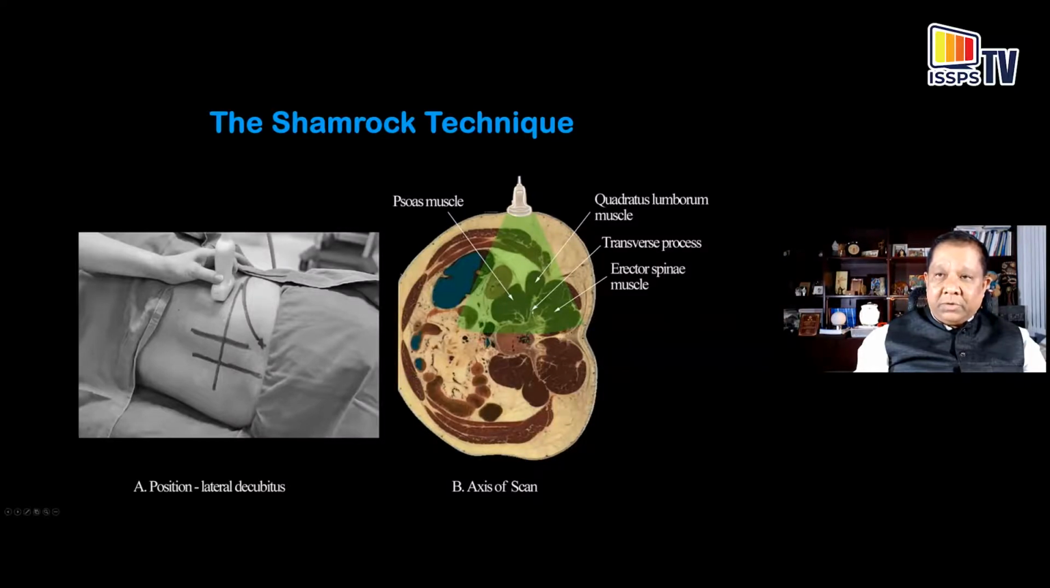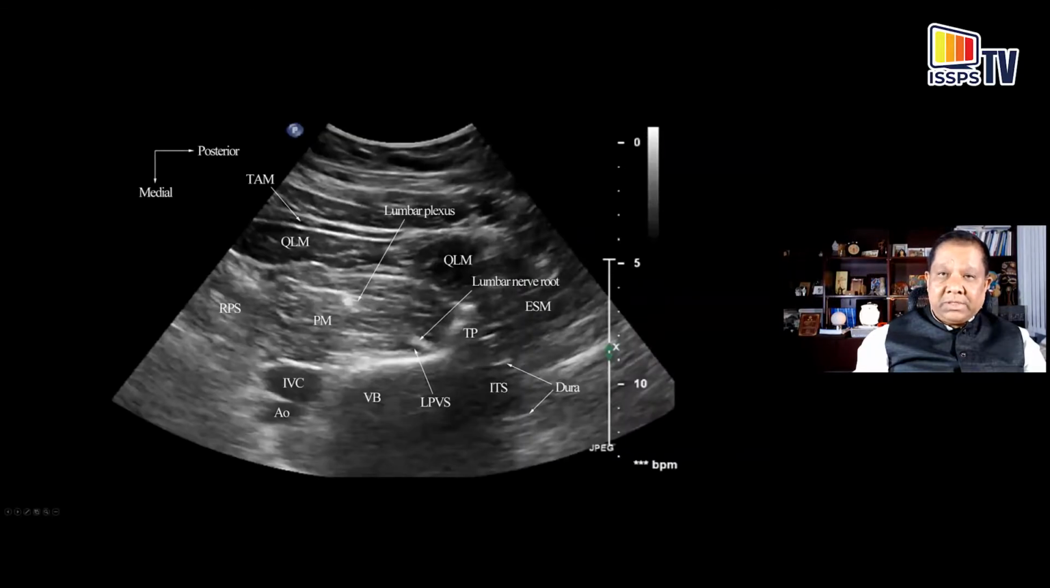This is the transverse process level, or you could do an intertransverse scan and you would get an articular process level. So when you are looking from anterior to posterior, you can see the transverse process. This is a very short transverse process, so it could be the L4 or L5. You can see the body of the vertebra.